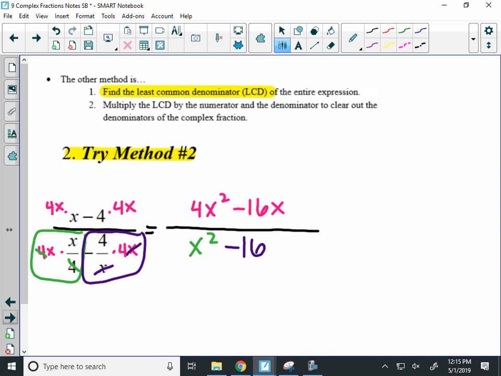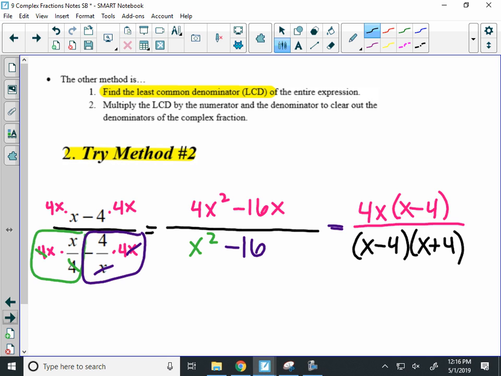Well, now, all you have to do is factor and simplify. So how does the numerator factor? What pulls out? 4x, and you're left with x minus 4. And what would be your factored form of the denominator? x minus 4 times x plus 4, yeah. Those cancel. So you are left with 4x over x plus 4.